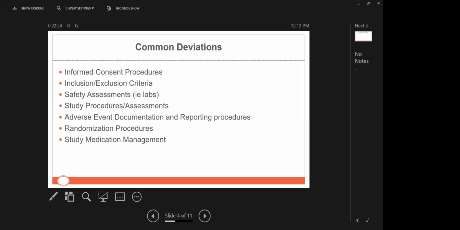This list is not all inclusive. There could be deviations in other things, but these are the more common ones that you should look out for.